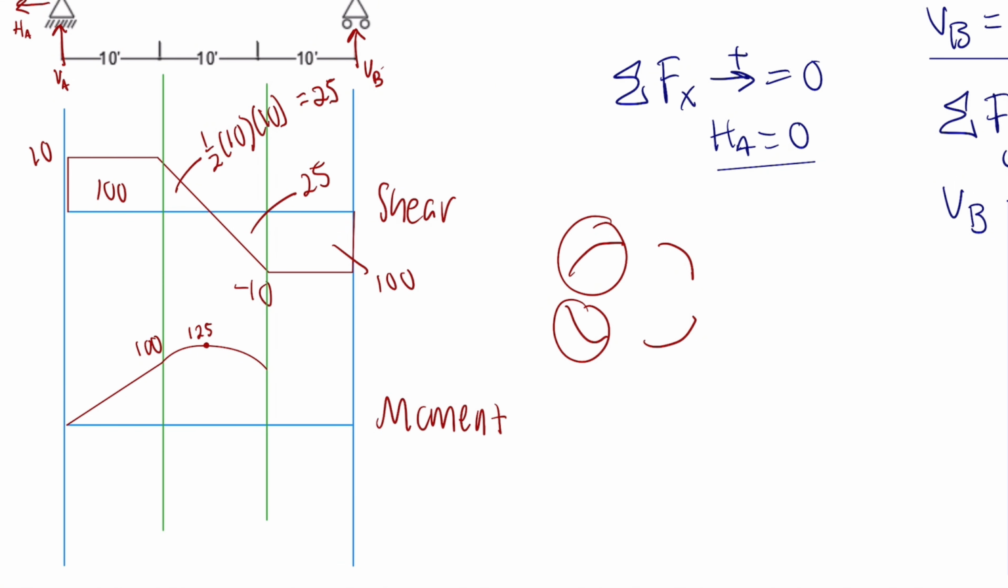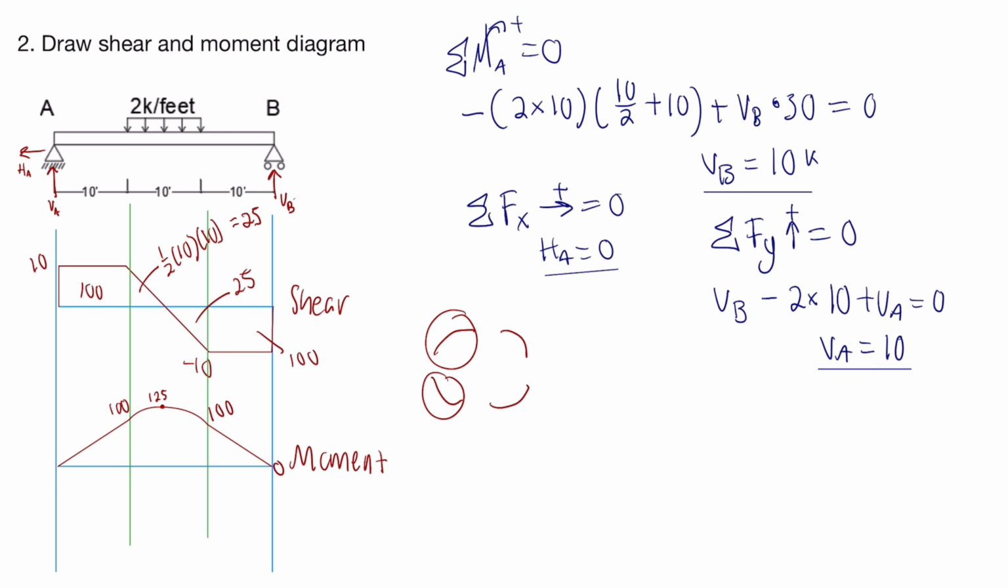And then for the last one, we have the area of 100 from this area, so we will go down 100 to 0, since this was 100. And then 100 minus 100 equals a 0 moment. And that is the shear moment diagram for this problem.